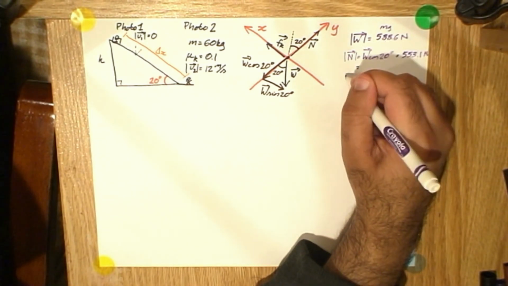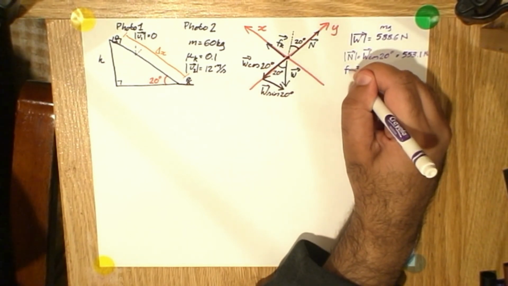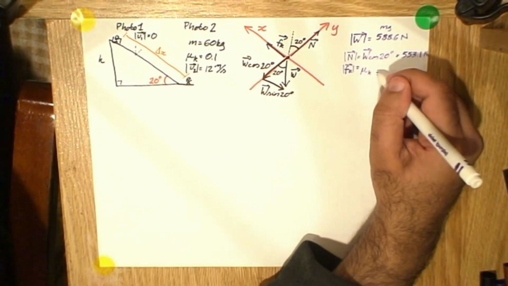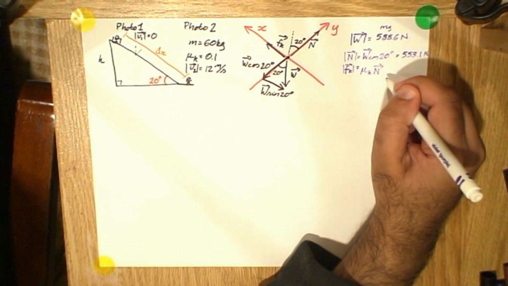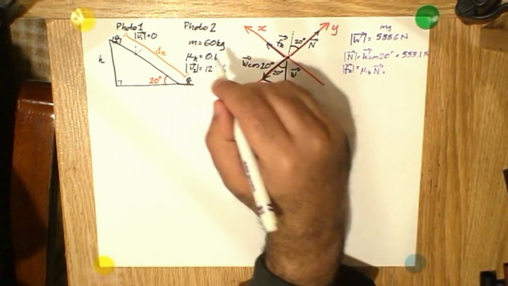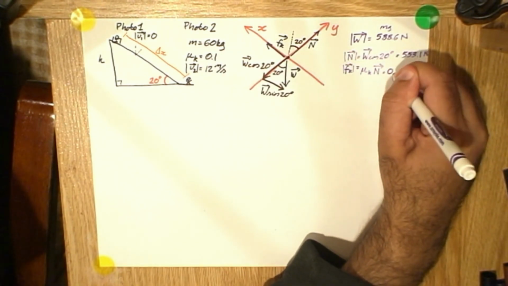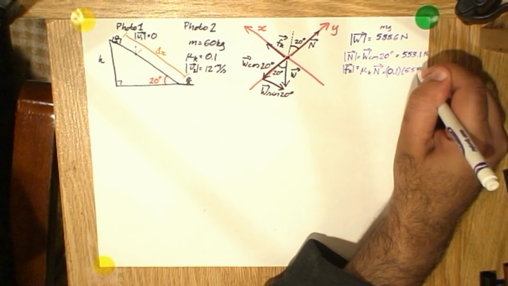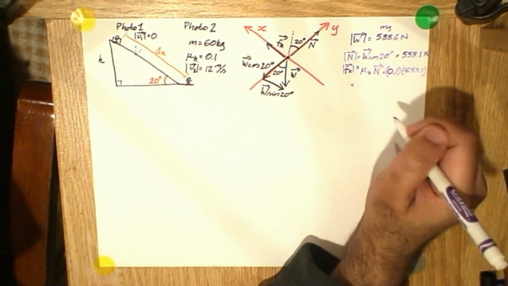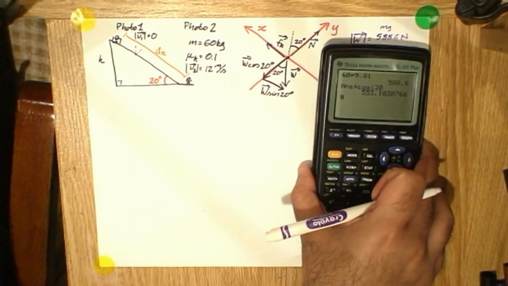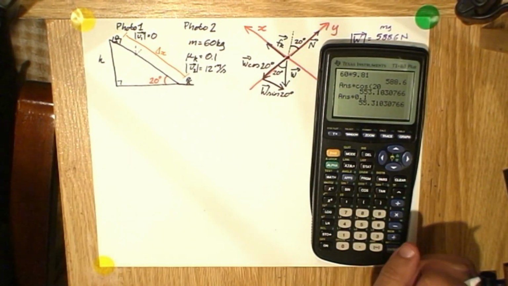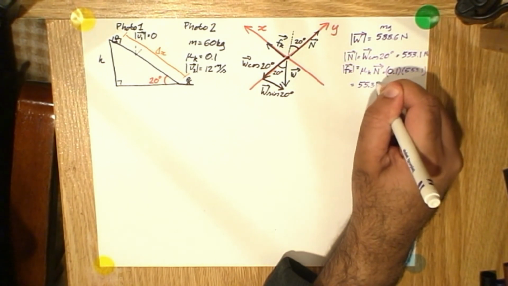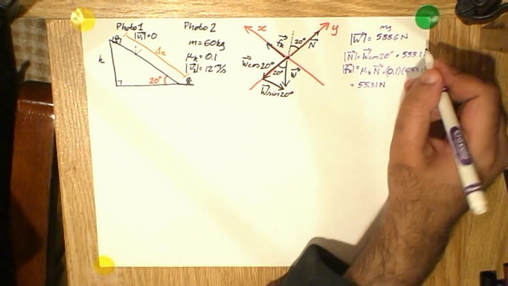And finally, there would be the force of kinetic friction, which is equal to mu k multiplied by the normal force. So mu k, 0.1, times the normal force of 553.1, so the force of kinetic friction is 55.31. And this would be measured in newtons.